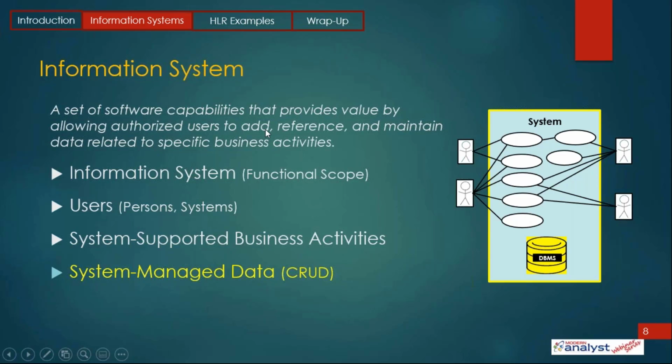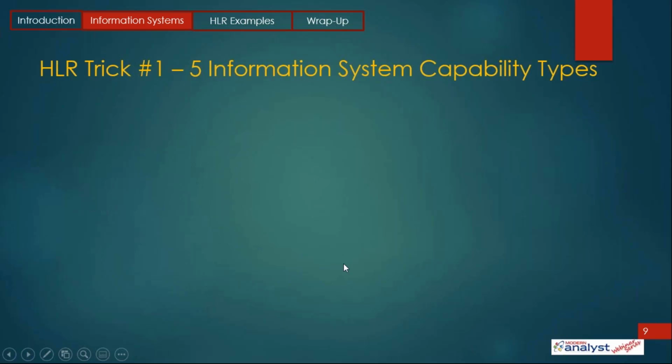So when we talked a minute ago about adding, referencing, and maintaining data, an information system typically comes with a database management system, which these activities use to create new records, store them, that sort of thing. So again, talking about an information system, this is an integral part, but we'll be looking at requirements for the activities. So that takes us to high-level requirement trick number one.